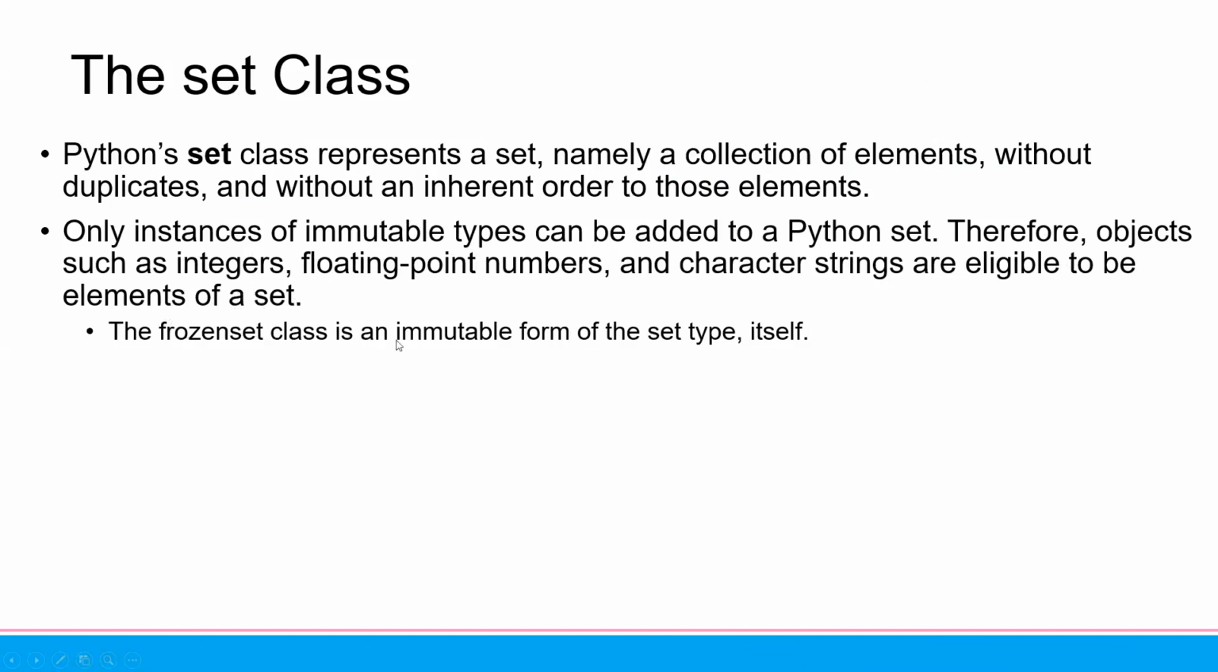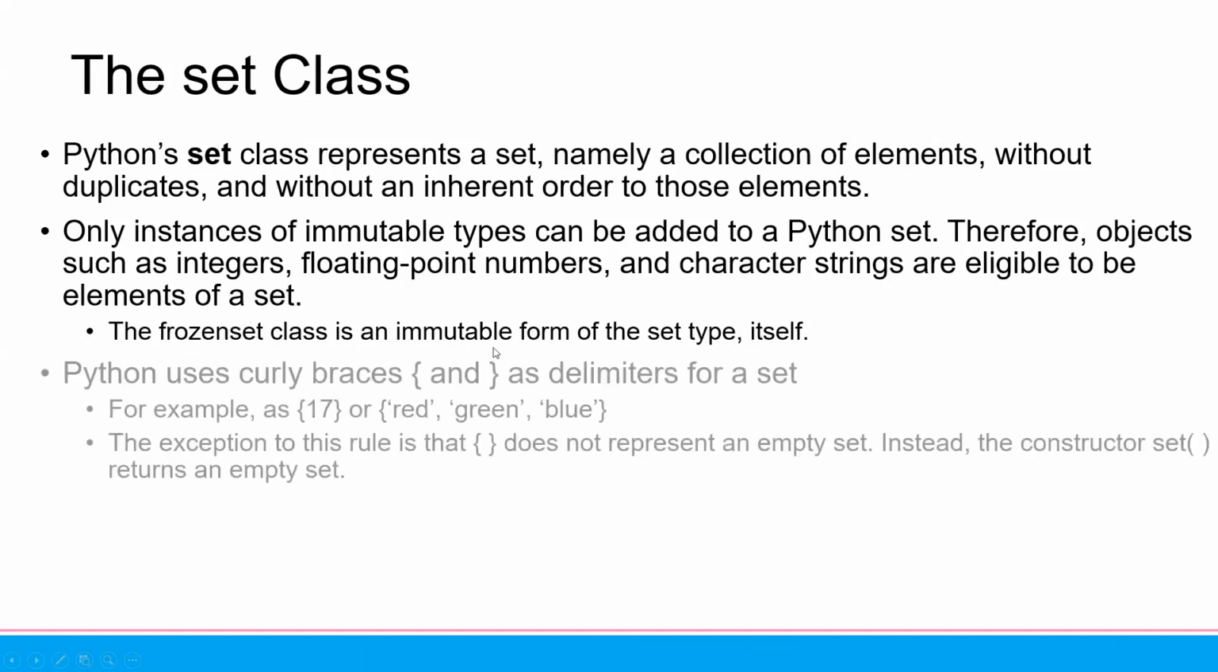The frozenset class is an immutable form of the set type itself. So the frozenset is another kind of set. If it is a set, you can change it. If it is a frozenset, you cannot change it. So that's the only difference.